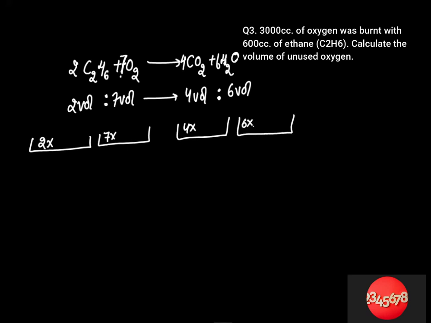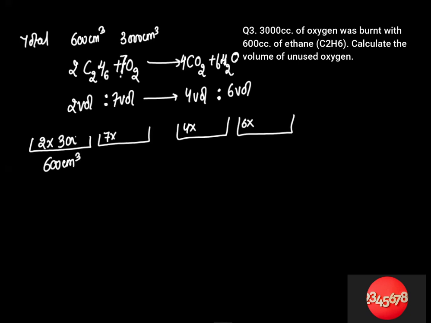We have 2 reactants. Oxygen is 3000 centimeter cube total. The other one is how much? 600. Now it is clearly visible which gas will get exhausted first. Think, ethane. Yes or no? So we'll take that as given, 600 centimeter cube.